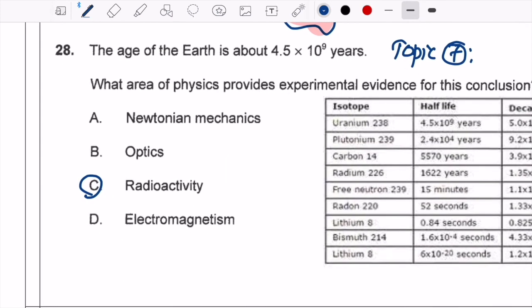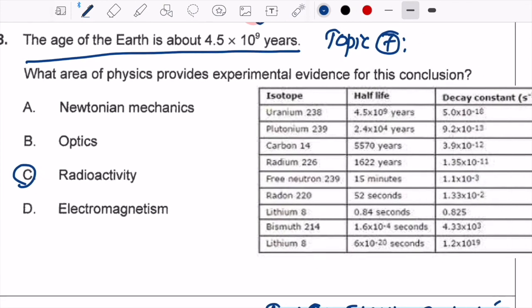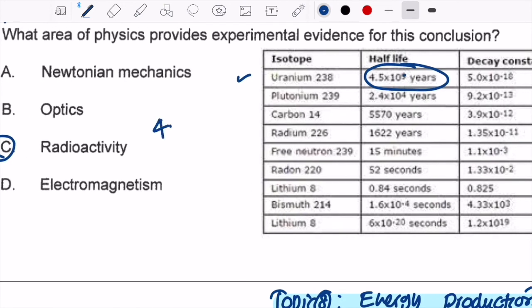Question number 28. The age of the earth is about this many years. What area of physics provides an experimental evidence of this conclusion? See, before I told you uranium has a half-life of 4.5 times 10 to the power of 9. First thing to understand is 4.5 times 10 to the power of 9 means 4.5 billion years.